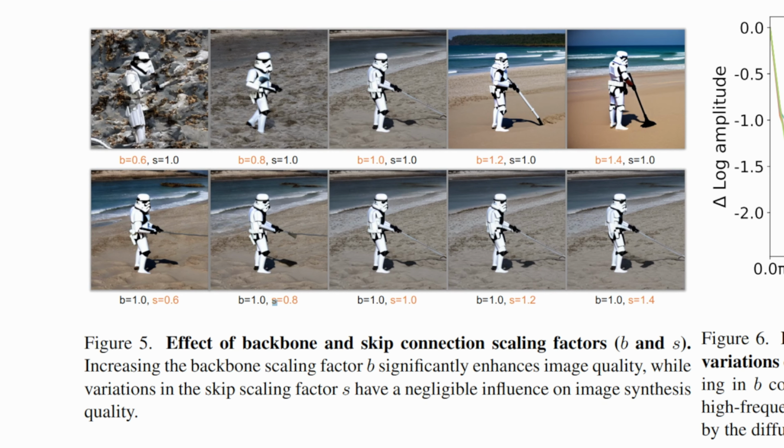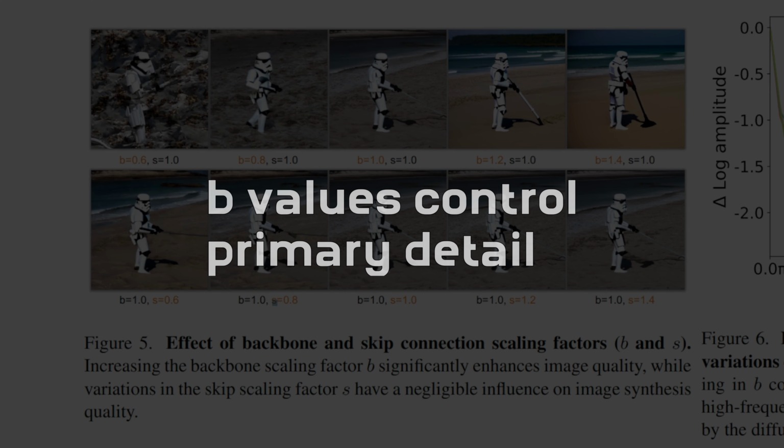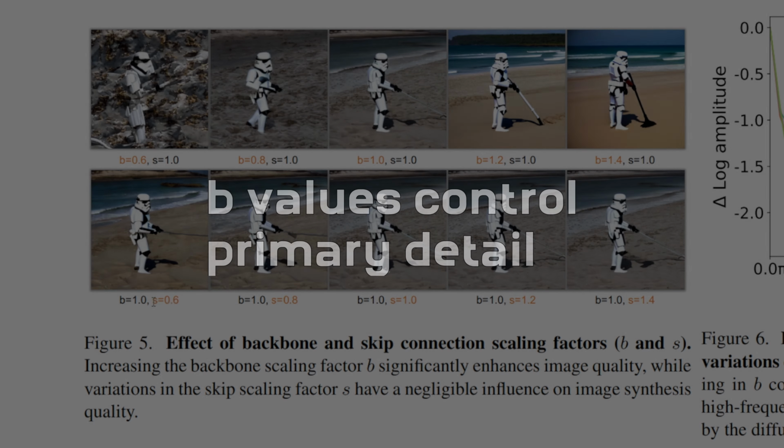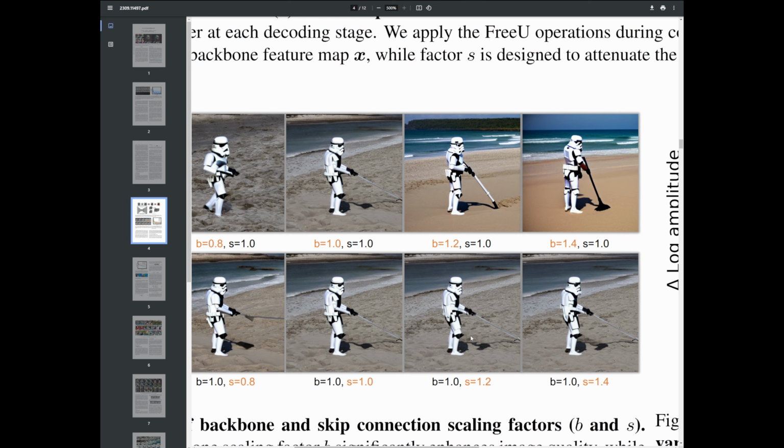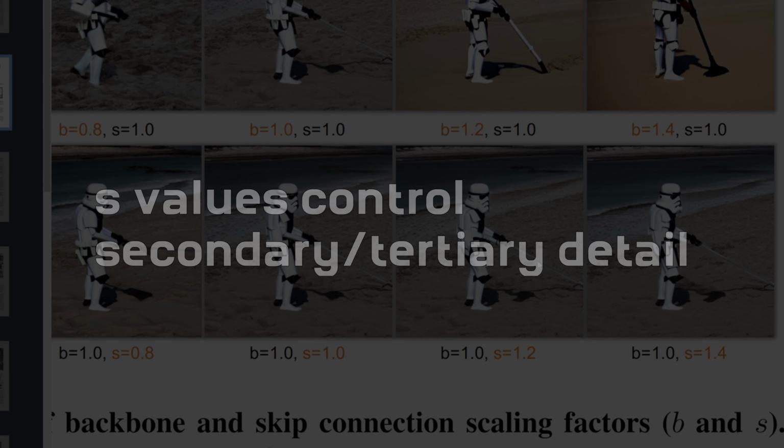Basically, Figure 5 conveys that the higher the B value, the less detailed the image will be. This makes sense if you recall that a higher B value means more of a focus on primary detail, which could be, in turn, a flatter image. Conversely, when the S values are gradually increased, it might be difficult to see, but you can kind of make out more of these grainy details in the images the higher you go.